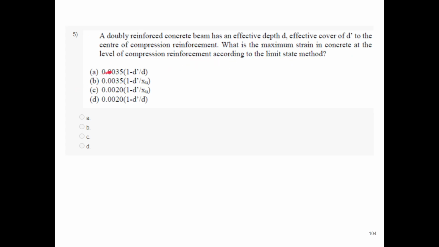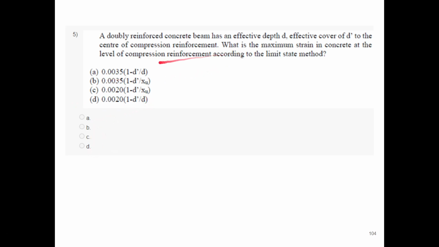Okay, A: 0.0035 into 1 minus d prime by d, B: 0.0035 into 1 minus d prime by xu, C: 0.0020 into 1 minus d prime by xu, or D: 0.0020 into 1 minus d prime by d. Okay, A, B, C, D, which is the correct option?